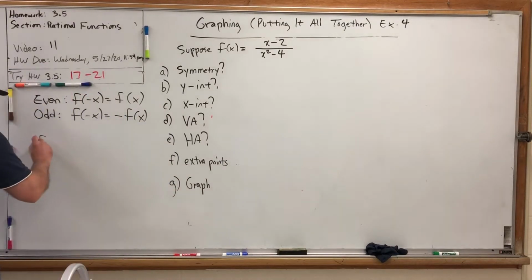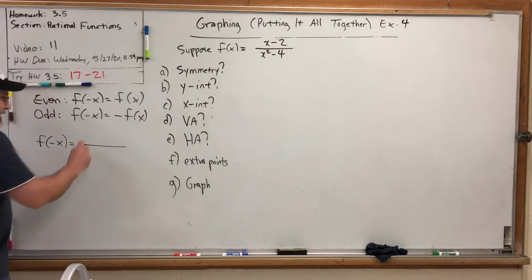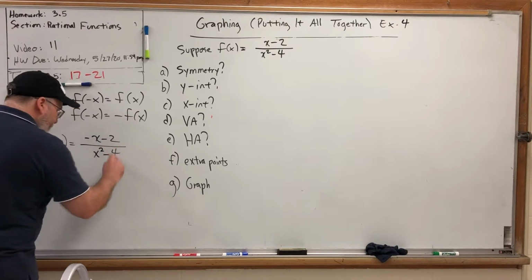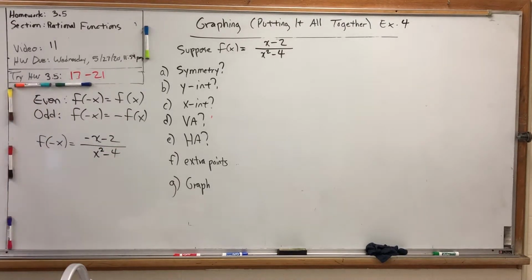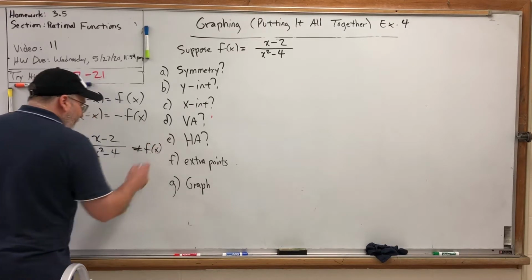If we put in a negative x into the function, we'll get a negative x minus 2 on the top, but the x squared on the bottom will kill the negative. Now, this is clearly not the original function. It's only off by that single negative sign. So it's not equal to the original. So we can dismiss that right away.